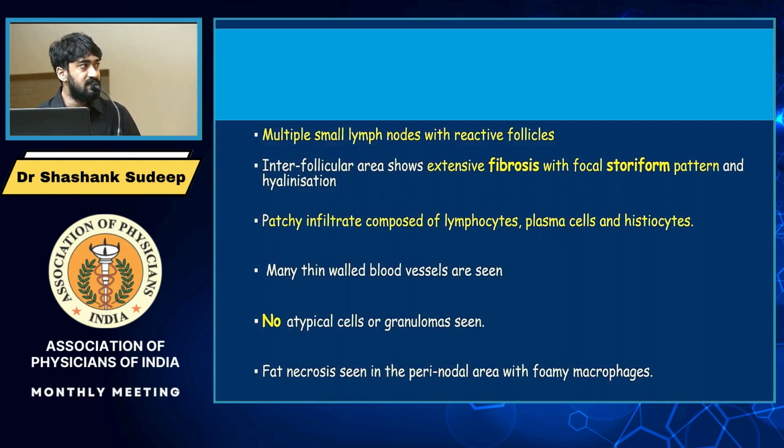So these were the biopsy findings from the excised retroperitoneal mass, which was showing multiple small lymph nodes with reactive follicles. Between the follicles, extensive fibrosis with a focal storiform pattern was noted. A patchy infiltrate composed of lymphocytes, plasma cells, and histiocytes was present. No atypical cells or granulomas were seen.